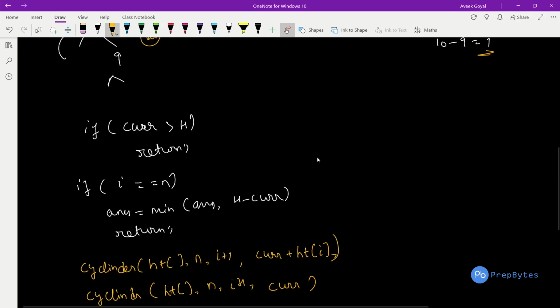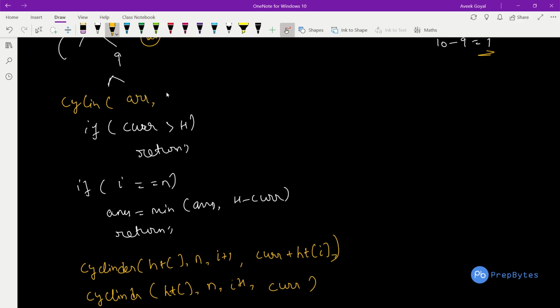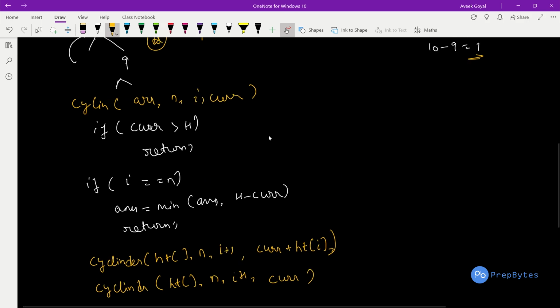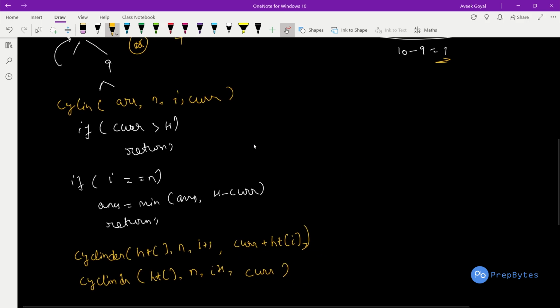Simple thing, just write a recursion function here. We have the height array, we have n, we have I, and we have the current height going on with us. Is there anything else required? Yes, there is one more thing, the maximum height. So this h is also there, the maximum height that is needed, and this also will be included.